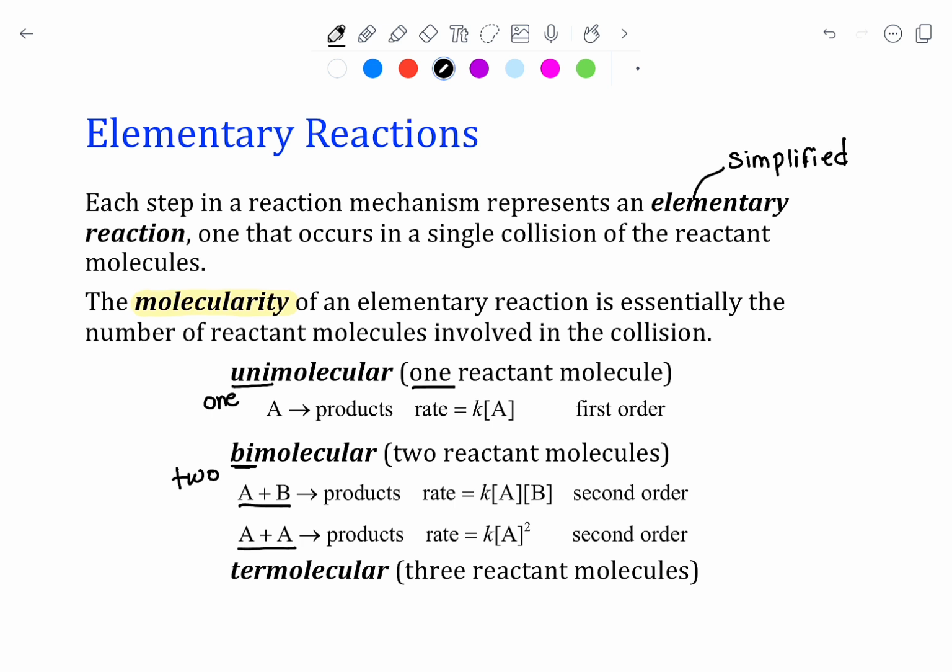We finally have termolecular, where ter means three, which is three reactant molecules. So you can have A plus B plus C going to product. You can also have A plus A plus B going to product, and a bunch of other variations of that. But you have three molecules that are participating in that elementary reaction.